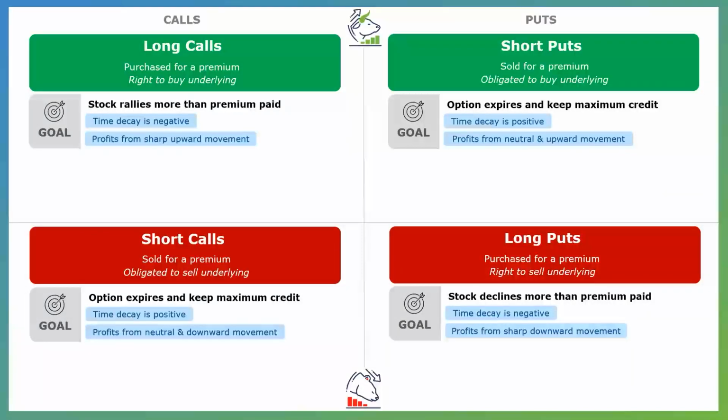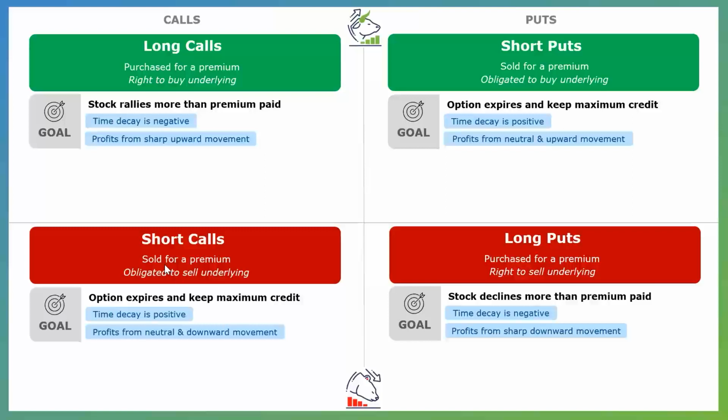Okay, so in summary, we have the 4 basic strategies. The long calls, these are purchased for premium. They allow for the right to buy the underlying shares. Time decay is negative, so time decay works against a long call holder. It reduces the value over time. And remember, your goal is to sell the call option for a higher price than what you bought it for. And you can do that if the stock rallies more than the premium paid, especially by expiration. Generally, you'd want to have a long call if you think that there'll be a sharp upward movement. That is the best time for a long call option.